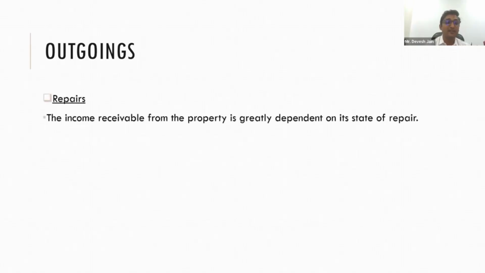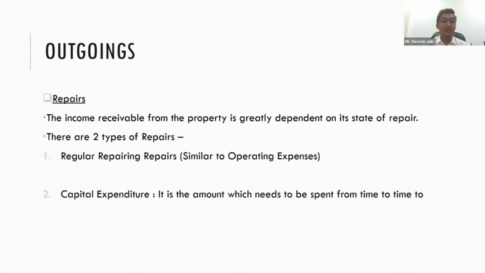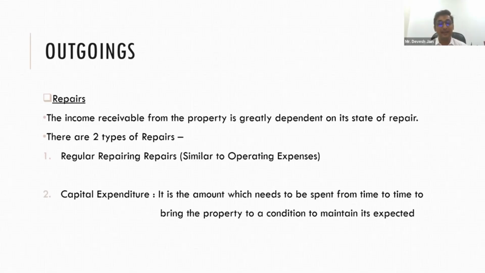Okay. So repairs. The income receivable from the property is greatly dependent on its state of repair or the age of the building, right? So what is the age of the building? What are the repairs that need to be done? What are the regular repairs that need to be done, right? So there are two types of repairs, basically: regular repairs or operating expenses of the building, and second is the capital expenditure. Now, what is the capital expenditure? It is the amount which needs to be spent from time to time to bring the property to a well maintained condition, to match the level of income which is being generated from the property.